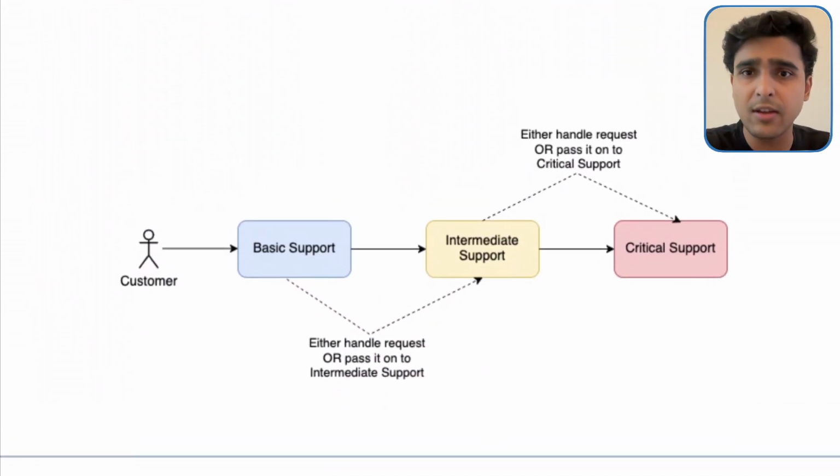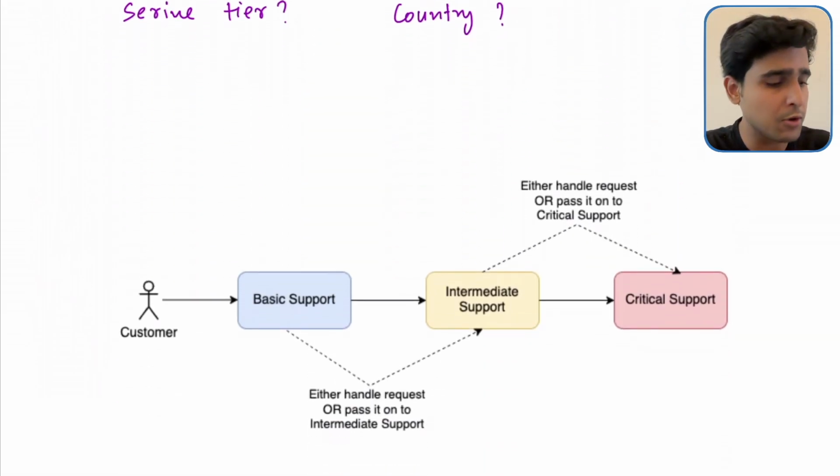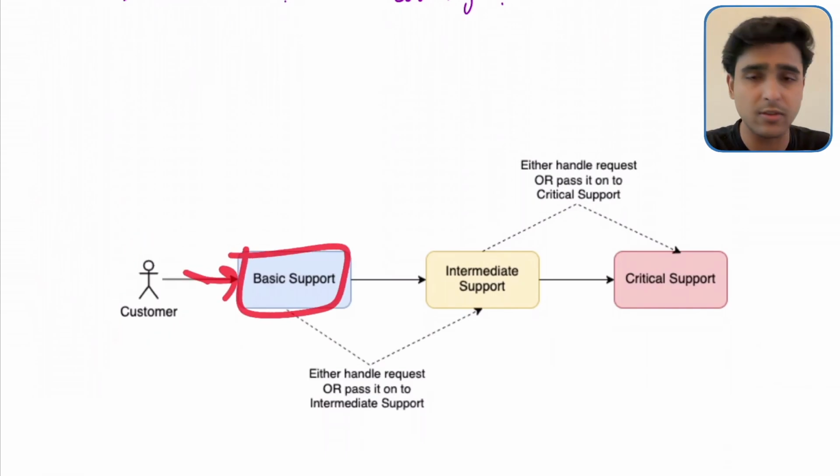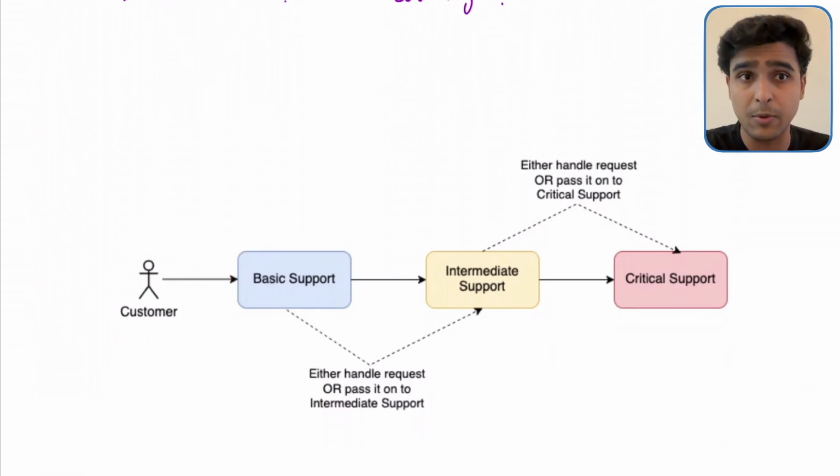This looks like a very simple way if you consider this previous pattern. Now here what we do is customer always sends the request to the basic support service. It's a separate service now, it's a separate object.